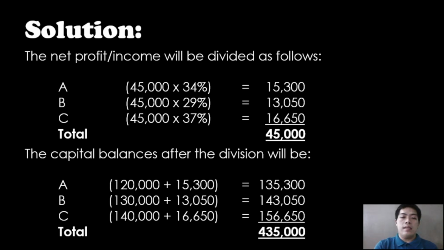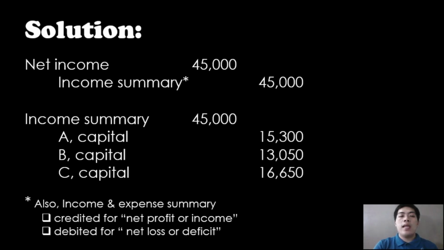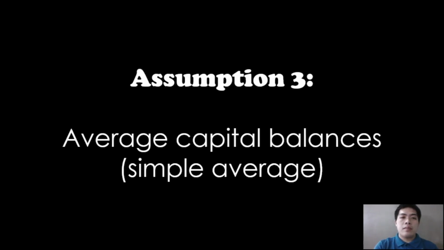156,650 kay C. Okay? So, yung entry, ganyan, i-close yung income sa income and expense summary account, then yung income and expense summary account, i-close doon sa capital accounts ng partners, respectively sa kanilang share ng profits.